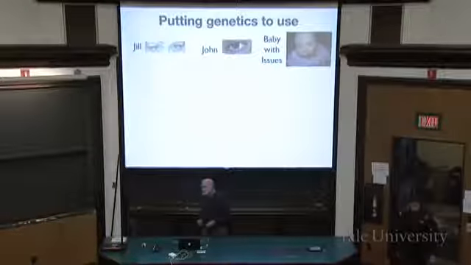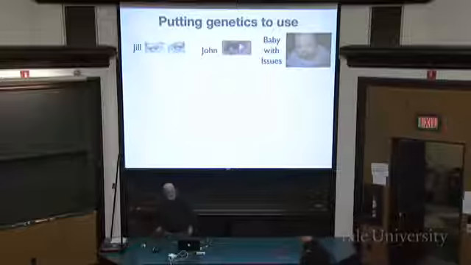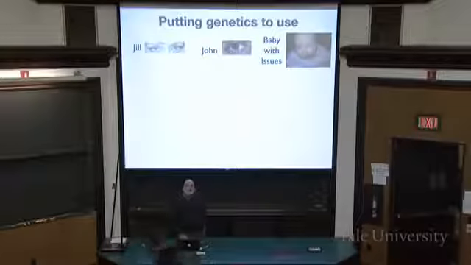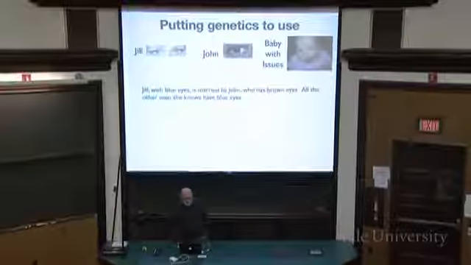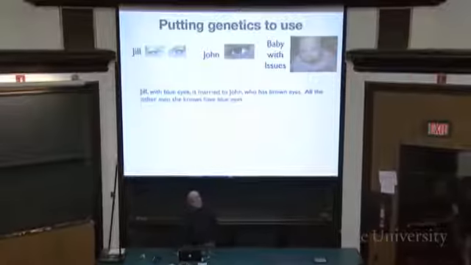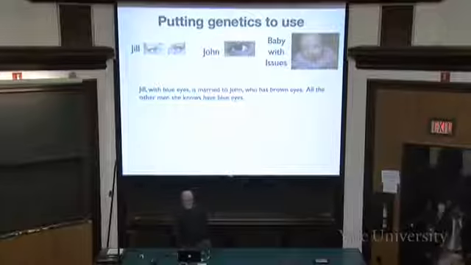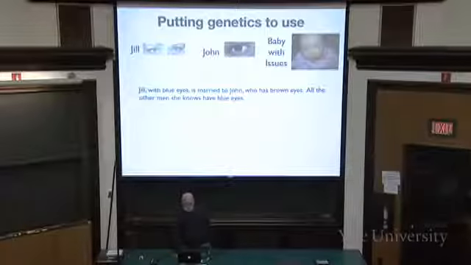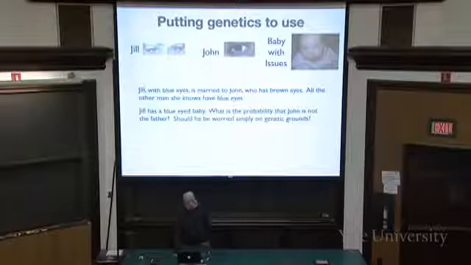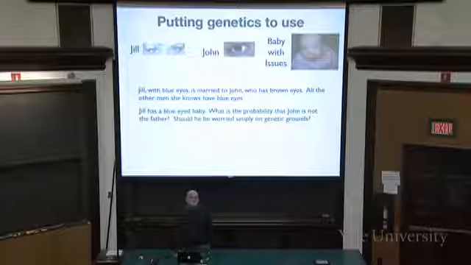So I want to start by posing you a problem. Jill and John are going to have a baby, and Jill's got blue eyes and John's got brown eyes, okay? All of the other men whom Jill knows have blue eyes. The baby has blue eyes. Should John be worried? John's got brown eyes. Baby's got blue eyes. Should John be worried?